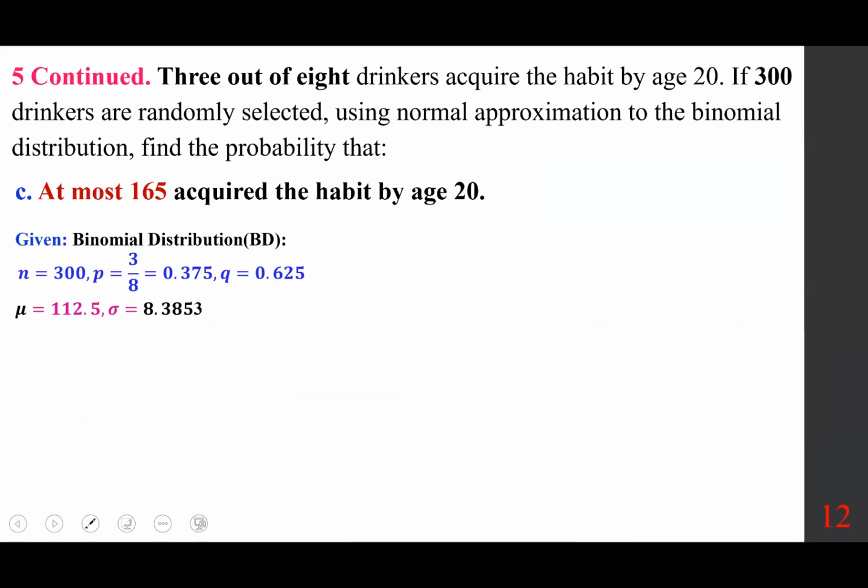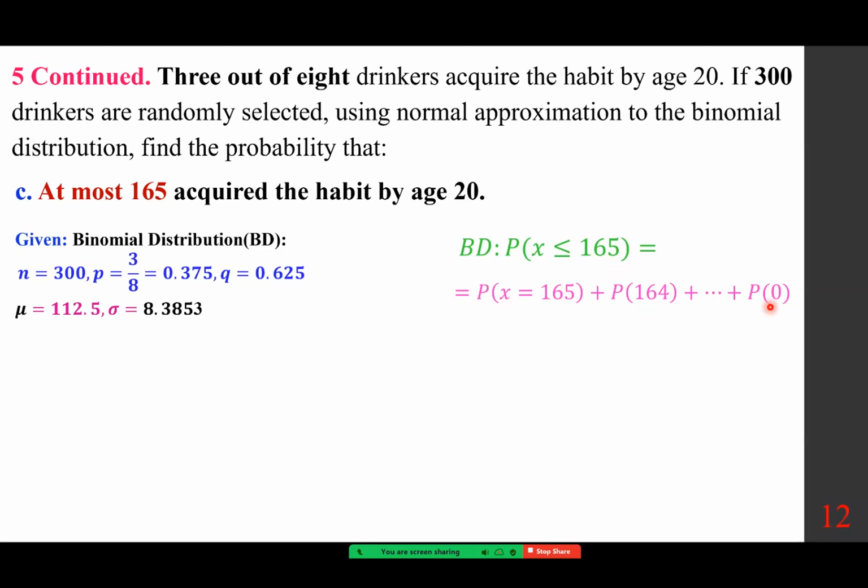All right, let's move on. We are looking at the same question. 3 out of 8 drinkers acquired the habit by age 20. Find the probability that at most 165 acquired the habit by age 20. Again, the same situation from the previous pages: the N, P, Q, mu, sigma, all of the above. So we want the binomial probability of x less than or equal to 165. What does it mean? Probability of x equals 165 plus probability of x equals 164 all the way to 0. That's what we want. Clearly, by hand, it's horrible because you have to calculate each of those binomial probabilities, but we are going to go with the normal distribution.